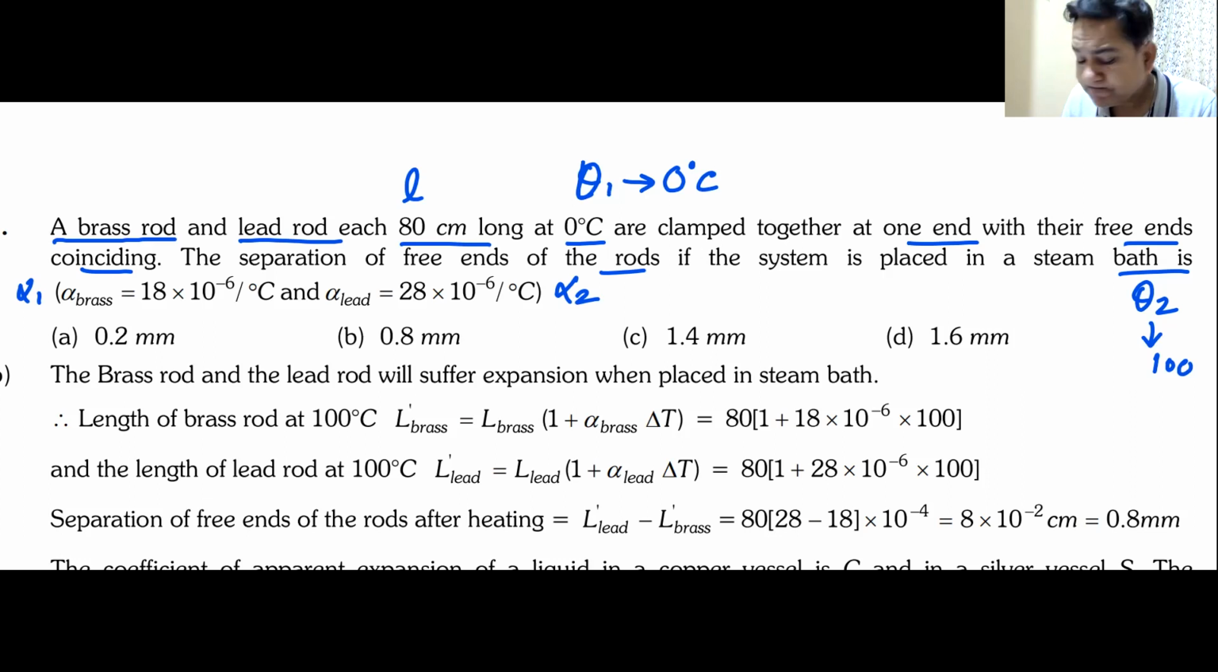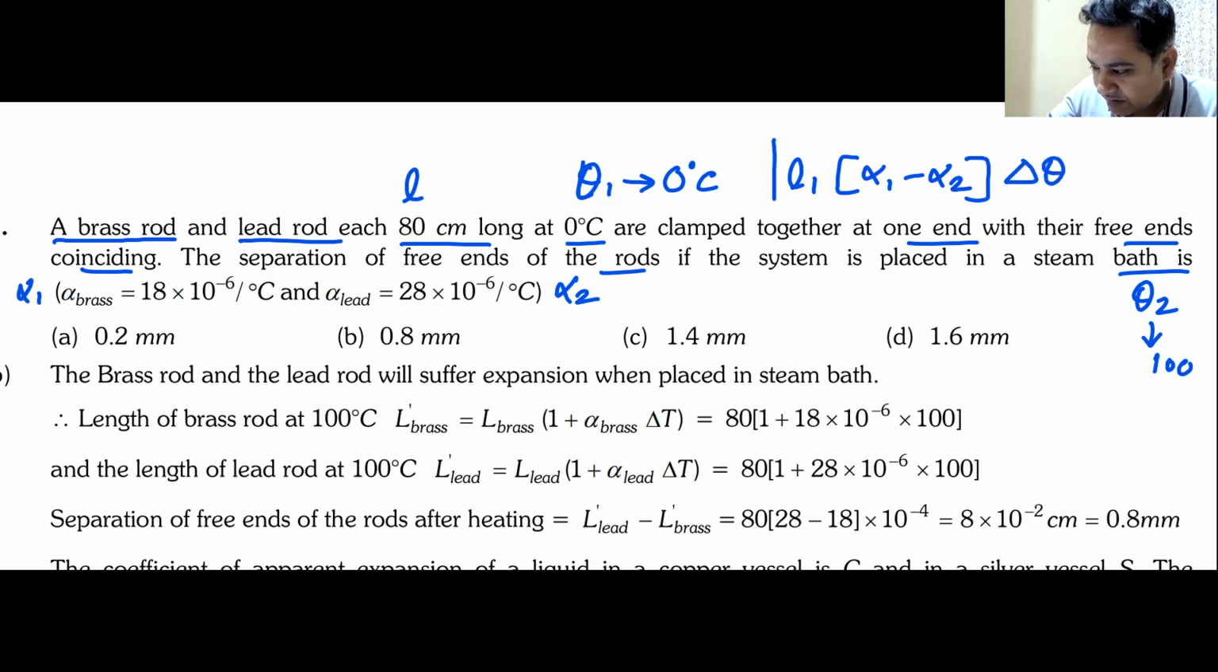Anyone has any answer? Are you there? Everyone in the class? L into alpha 1 minus alpha 2 into 10 to the, into delta T. Yes, you can get that answer: L1 into alpha 1 minus alpha 2 into delta theta. That would be your answer.